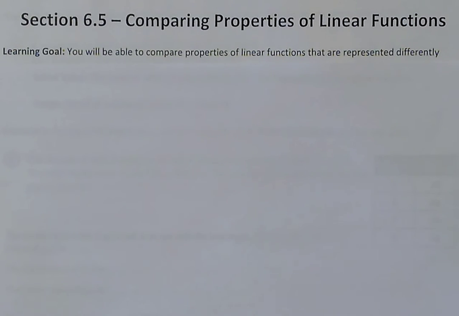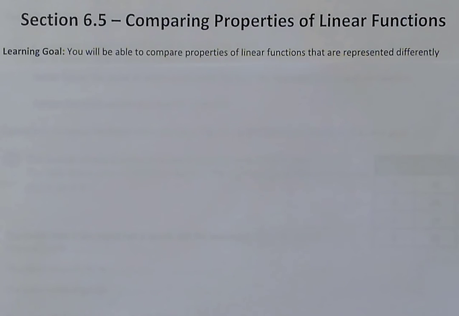For today's lesson, we're going to be taking a look at section 6.5, which is going to talk about comparing properties of linear functions. Now, before we get into today's lesson, I just want to note that section 6.5 is the final section of Module 6, which, as you should know by now, means that you have a quiz upcoming. So just something to be aware of.